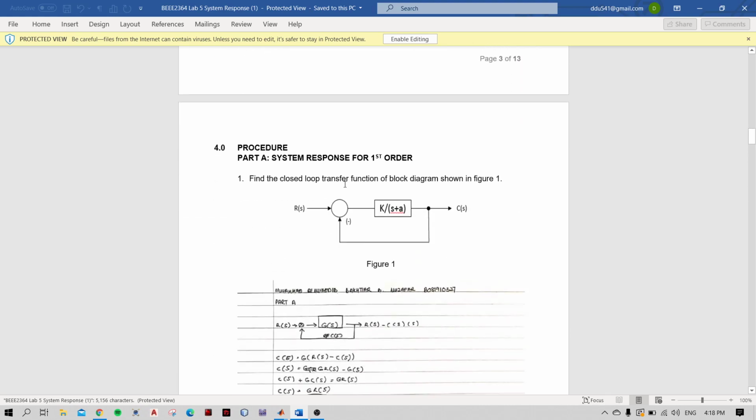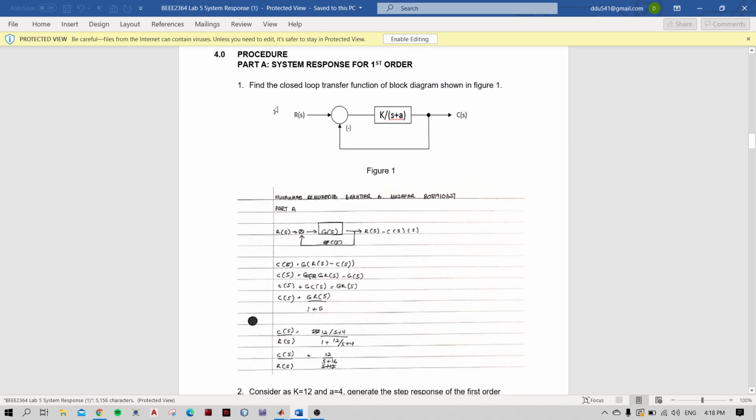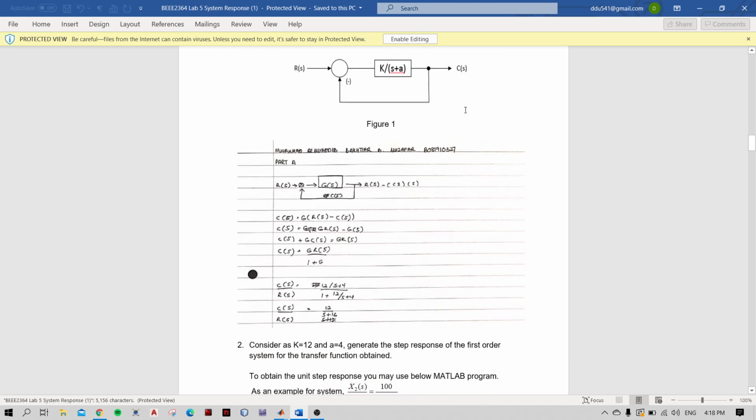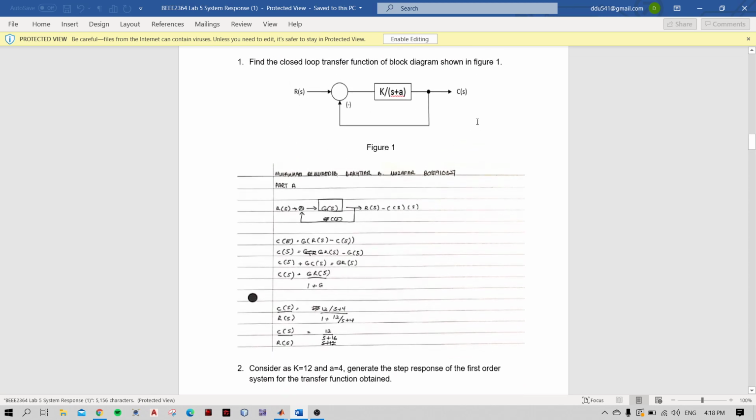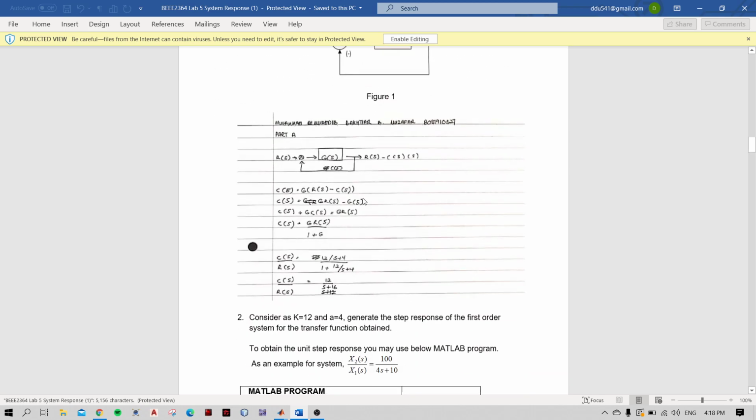For the procedure for part A, system response for first order. The first step is to find the closed loop transfer function of the block diagram shown in figure 1. So we can see here the block diagram for figure 1, and this is my calculation to get the closed loop transfer function.